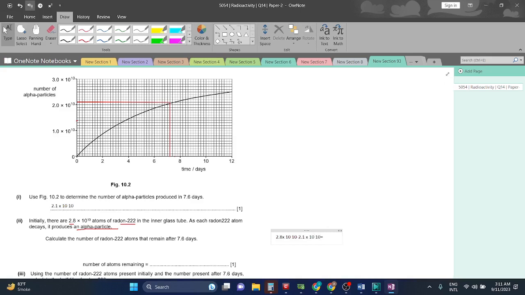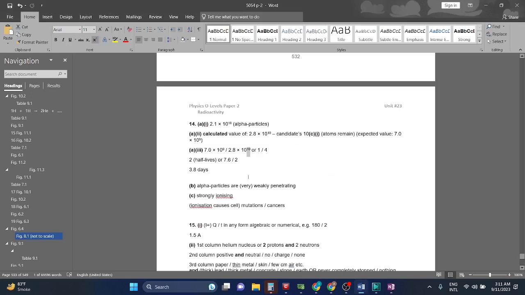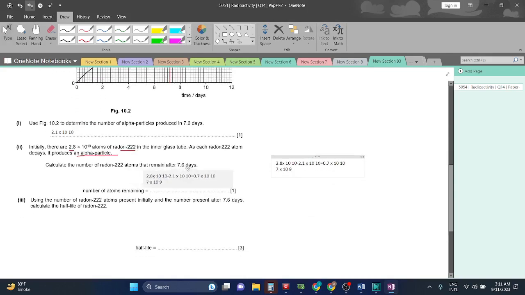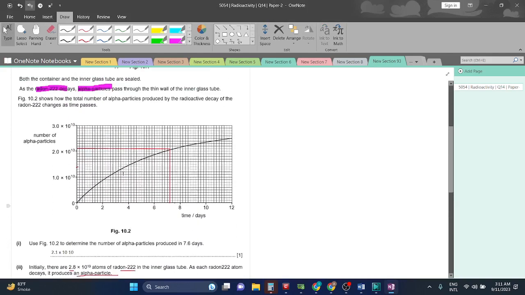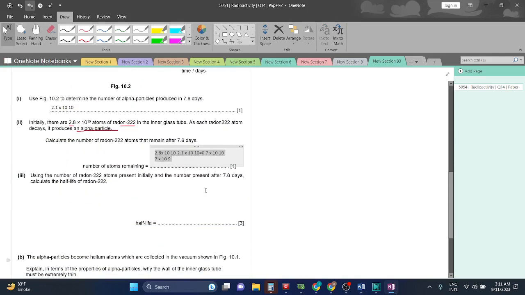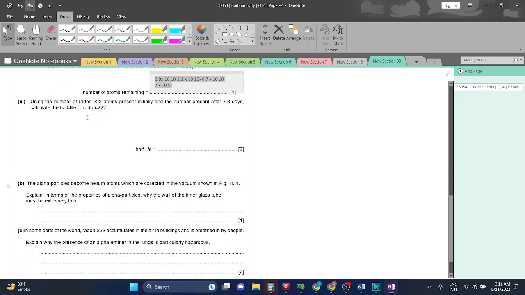That will give us an answer of, अगर हम इसको 2.8 को माइनस करें 2.1 से, we will get 0.7 into 10 raised to the power of 10, or we can say 7 into 10 raised to the power of 9. ये 7 into 10 raised to the power of 9. ठीक है ना? So yeah, this is the answer. Easy as that. You just have to subtract the number of radon particles that have decayed from the number of total atoms.